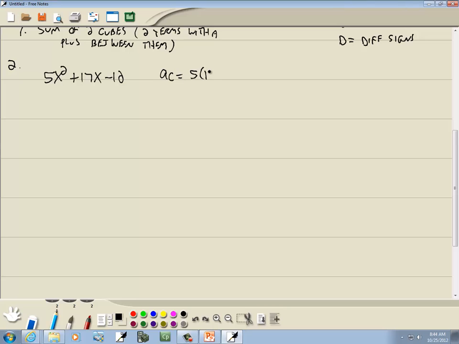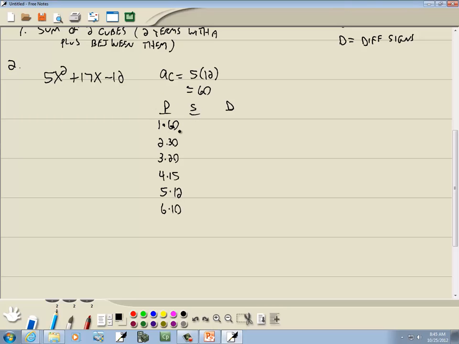So we're going to take 5 times 12, number at the beginning times the number at the end. Now notice I ignored the negative on 12. We handle the signs later on. We're going to write down all products that give us 60. There's 1 times 60, 2 times 30, 3 times 20, 4 times 15, 5 times 12, and 6 times 10.